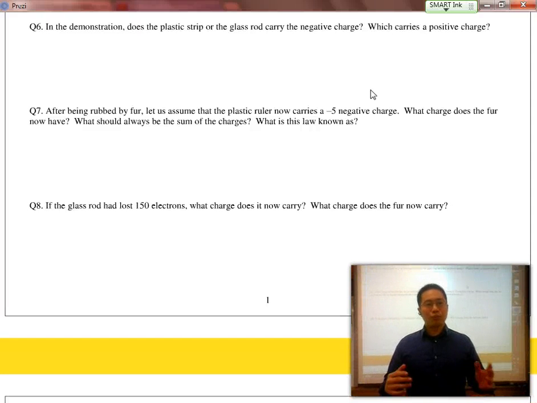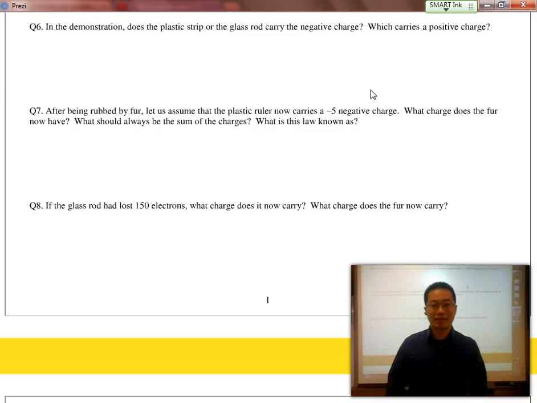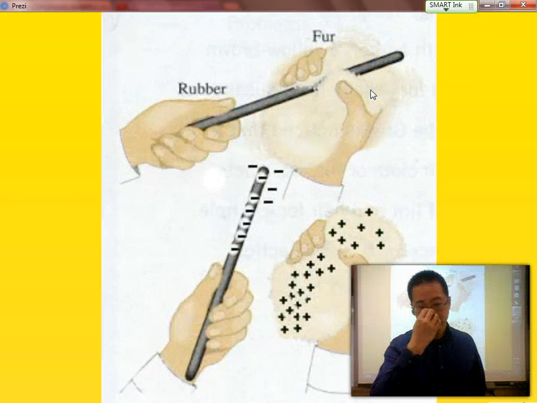Now, we of course have already learned that there are two types of charges, a positive charge and a negative charge. Like charges repel, opposite charges attract. But where do we get these definitions for positive versus negative? What exactly carries a positive charge? What carries a negative charge?